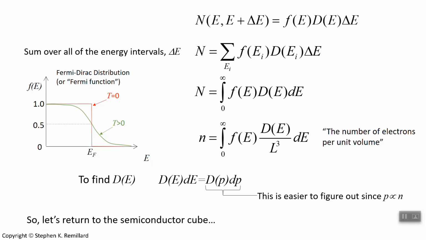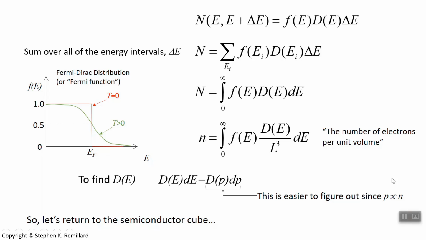D of E times the dE differential is going to have the same numerical value as density of states as a function of momentum times a momentum differential, provided this dP corresponds to this dE. That is, the increment of energy corresponds to that increment of momentum. And in fact, this density of states function is sometimes written as a function of other things like wavelength, in which case you could add equals d of lambda, d lambda. You could write it as a function of anything you want, as long as it's meaningful for the system.